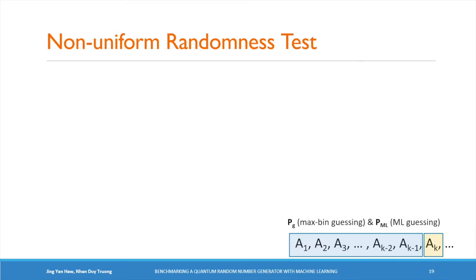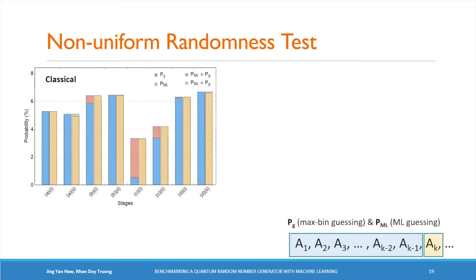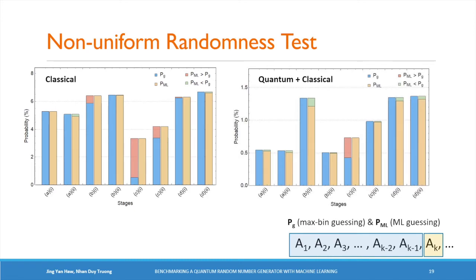So here we can imagine that given access to previous output bits, which is the training set, an adversary will buy a good GPU card and then start training over the data. Say she then compares this with the probability of the highest bin in the training set. And this is what she gets for the classical, which is with the local oscillator off, and the quantum plus classical, where we turn the local oscillator back on and measure the vacuum state.